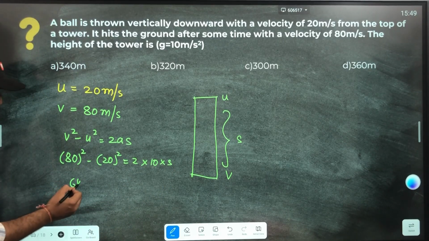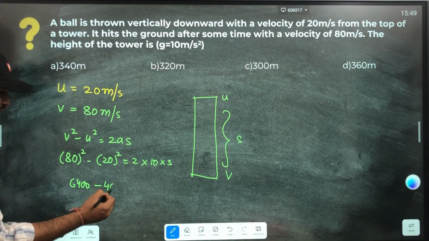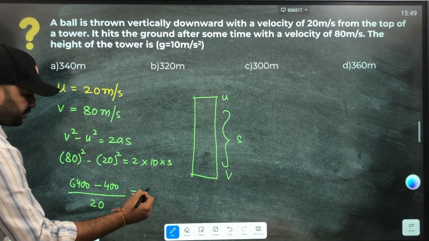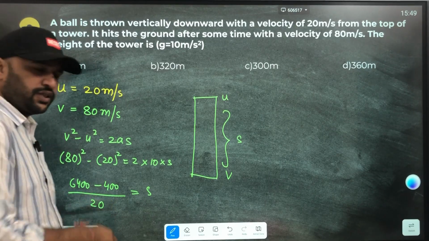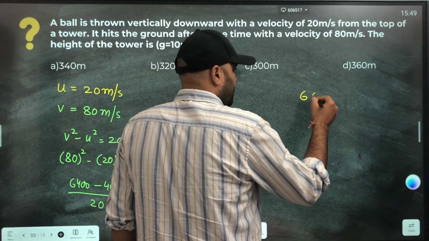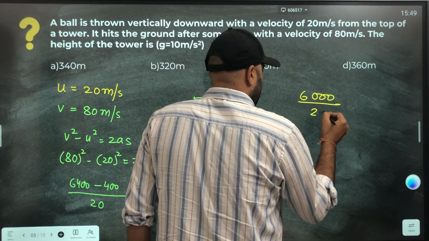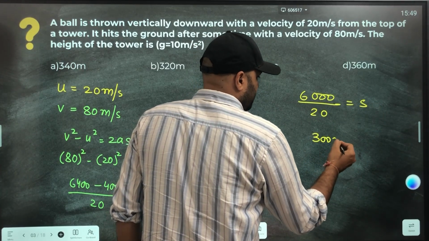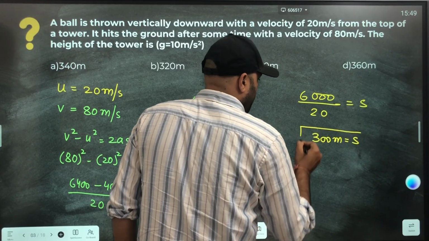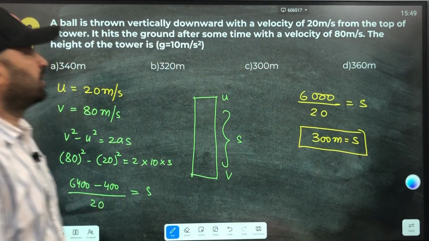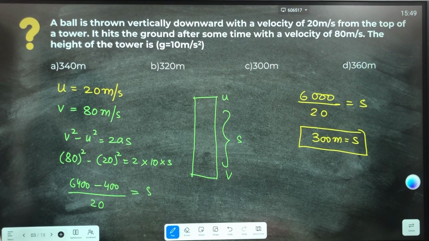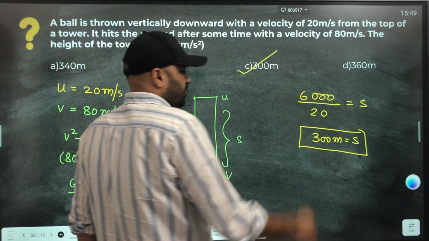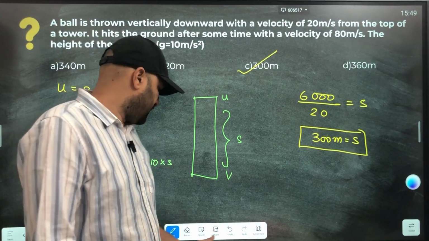80 square is 6400, 20 square is 400, whole divided by 2 into 10. I am taking it on the left hand side, it will be 20. Now 6400 minus 400, that's 6000, right? Whole divided by 20, that is equals to distance s, and that will give us 300 meters. That's our distance traveled by this object. Clear? Or the ball. So the ball is traveling how much? 300 meters. That's option C. I hope this is clear. Let's see the next one.